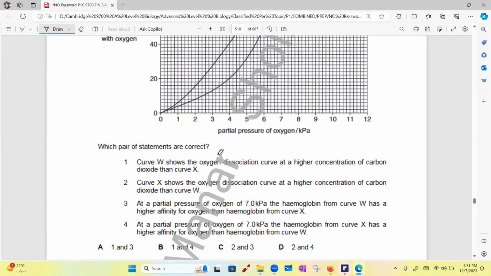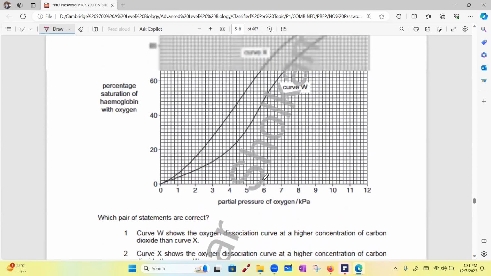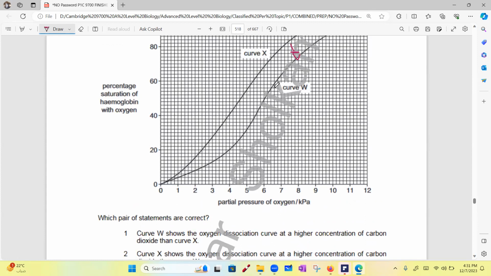More CO2. Correct. Perfect. Okay, which pair of statements are correct? Read and tell me. Let's read together. Curve W shows the oxygen dissociation curve at a higher concentration of carbon dioxide than curve X. This is W. Is this right or wrong? Right. Yes, we just said it. Maryam just said it, that W shows you when there is more CO2.